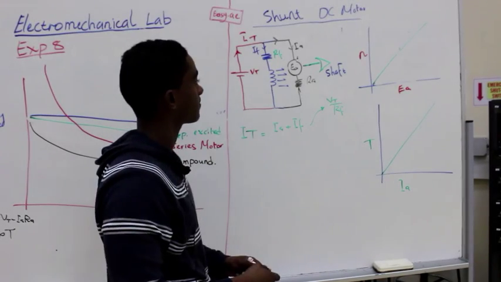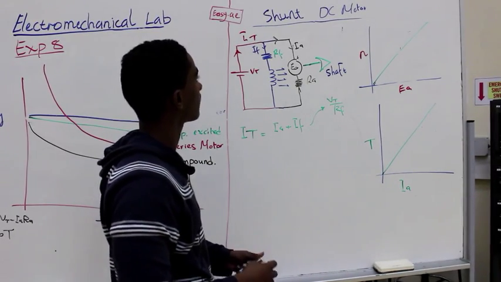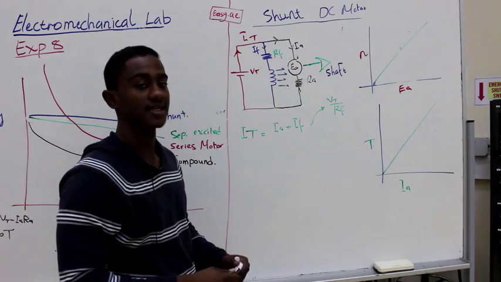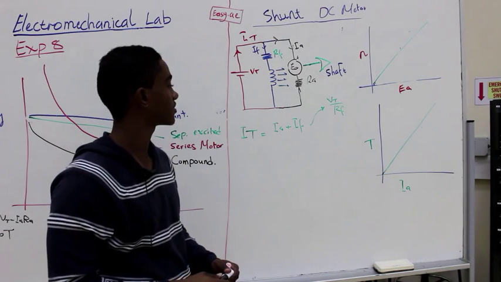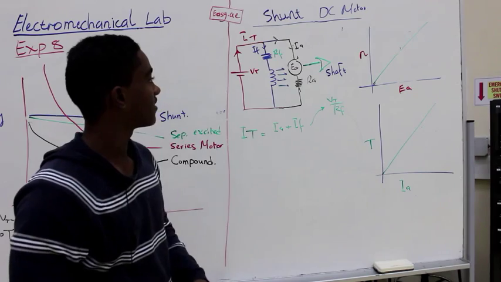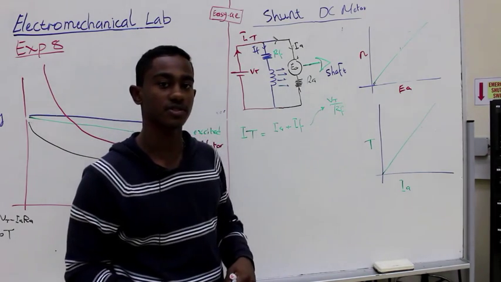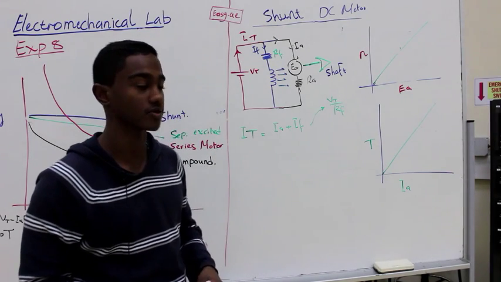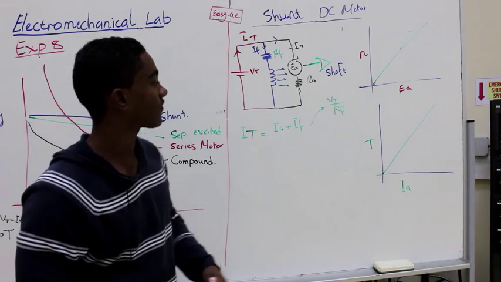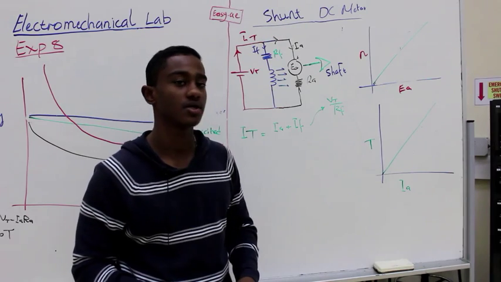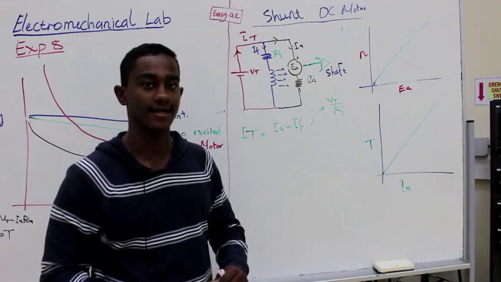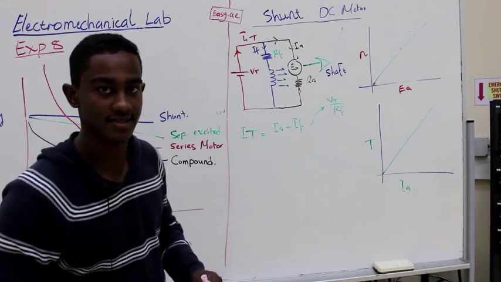So again, we have almost the same characteristics of the separately excited motor, except that it's more stable. In the voltage versus speed characteristics, we have a linear relationship between voltage and speed, as with most DC motors. And we also have a linear relationship between torque and current IA. Let's move on now to the series DC motor.